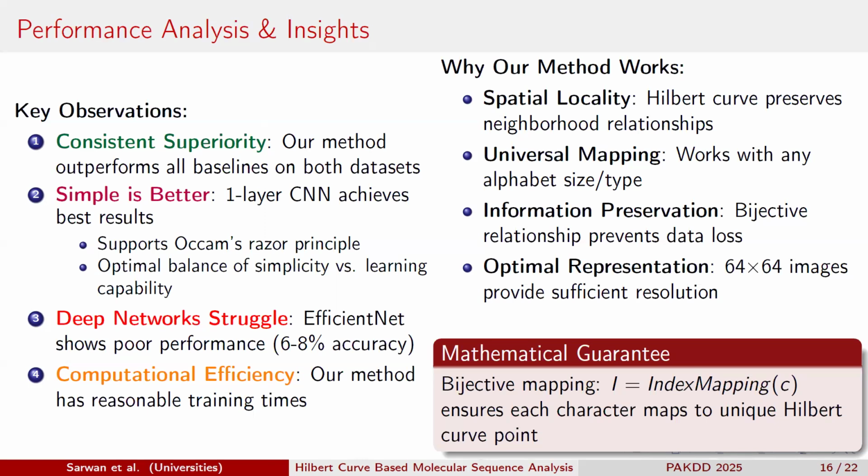Interestingly, very deep networks like EfficientNet show poor performance, only 6 to 8% accuracy, indicating they are overcomplicating the problem. So why does our method work so well? The Hilbert curve preserves spatial locality, our universal mapping works with any alphabet, and we maintain information preservation through bijective relationships. The mathematical guarantees of bijective mapping ensure each character maps to a unique Hilbert curve point, preventing information loss.